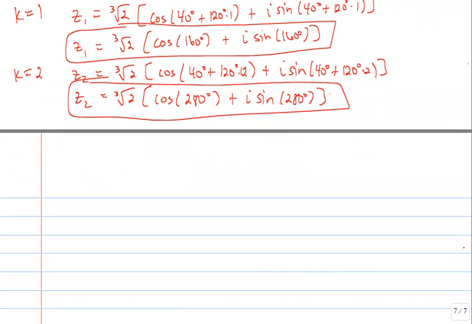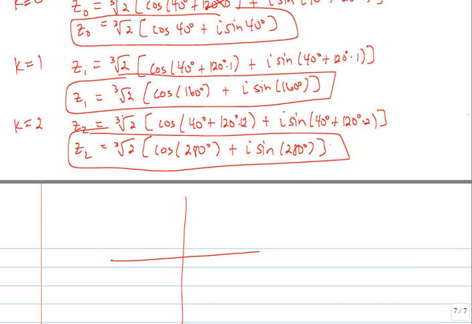Now, I want you to visualize a little bit about what this looks like on a graph. So if you were to graph these, this is what you would see. Our z sub 0 was cube root of 2 for the r, and the angle was 40 degrees. So that would be somewhere over here, where this distance is that cube root of 2. Then cube root of 2 and cosine of 160 and i sine of 160 for k equals 1, 160 degrees is over here in quadrant 2.